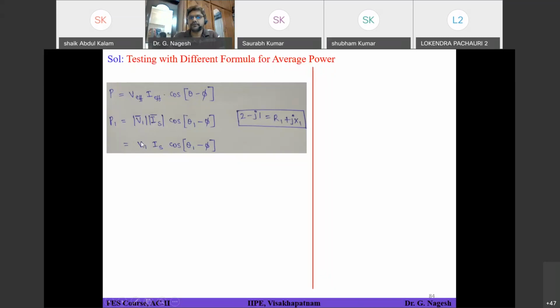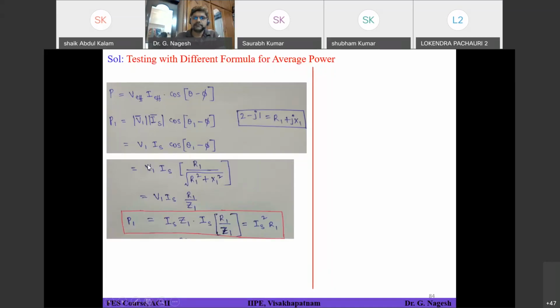Okay, so V1 is equal to Is into Z1. If I write it in that way, this is cos of theta 1 minus phi. Root of R1 square plus X1 square is nothing but Z1, so I have written it like this. Now you told V1 is equal to Is into Z1, so I have substituted that. It has become Is square into R1, since Z1 and Z1 got cancelled. This is the formula we have actually seen, which is nothing but I effective square into R1.